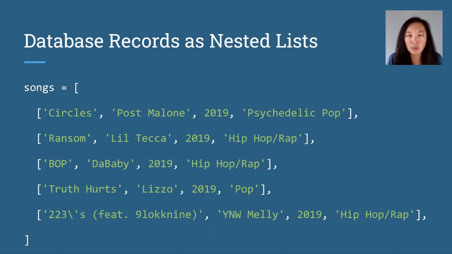Let's see how we can represent that as a nested list or a 2D list. So here we have a list of lists, and the first row here is that first row in that database. So we have the song, the artist, the year, and the genre. And each of these rows represents a different song.